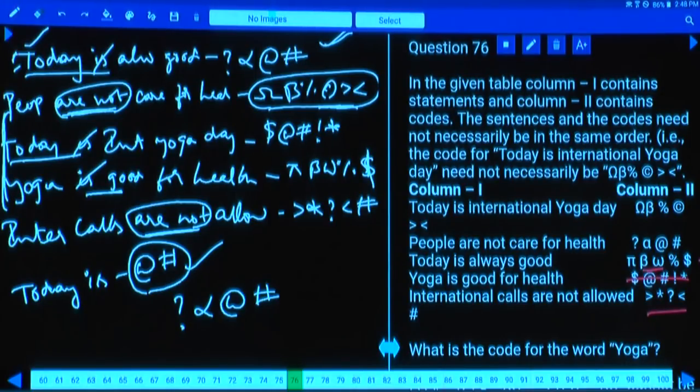At the rate of and hash. At the rate of and hash. At the rate of and hash, anyway, common. Hash and at the rate of. Hash is common. As hash is common, then which element must be there at this place? Hash, hash and hash.